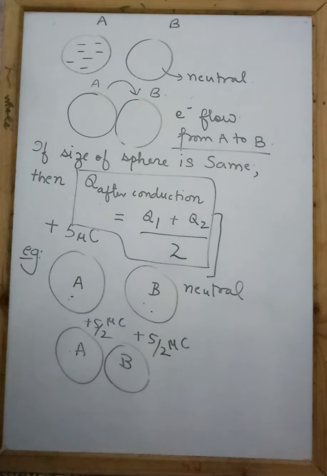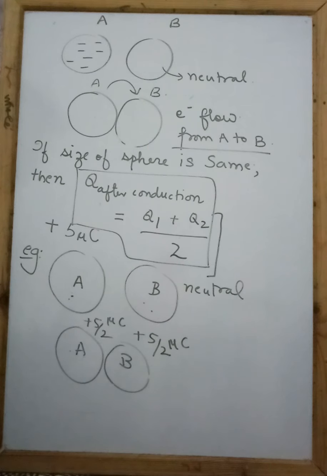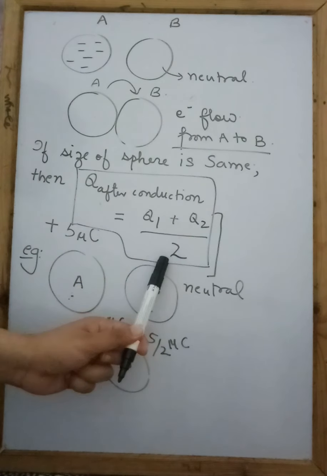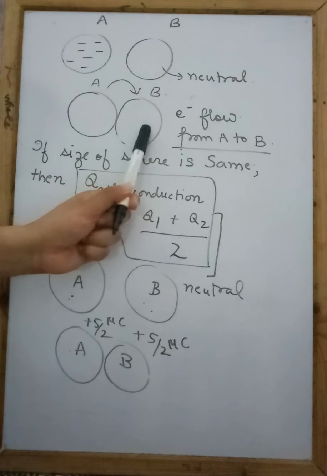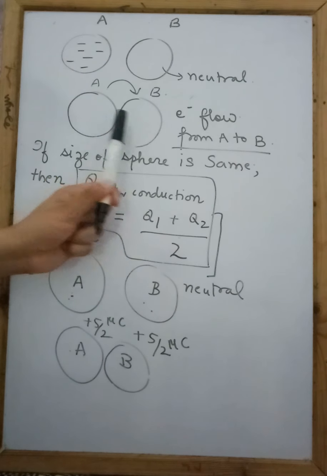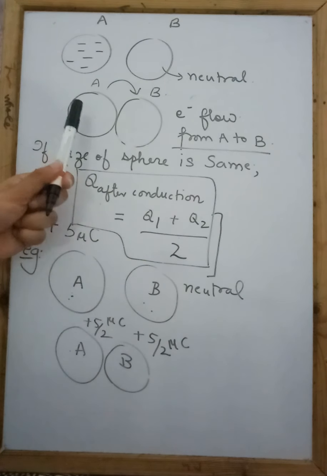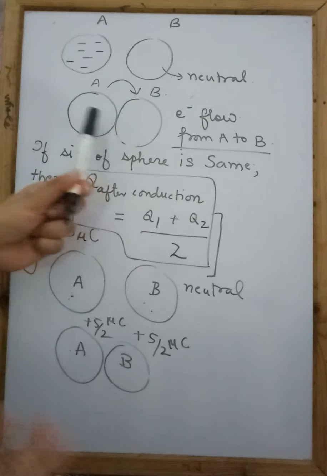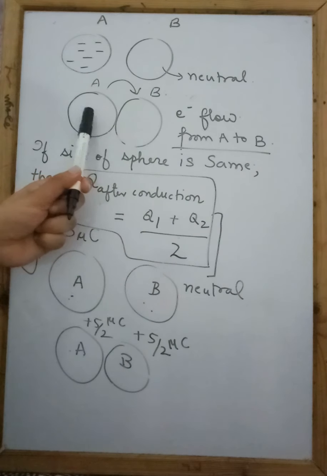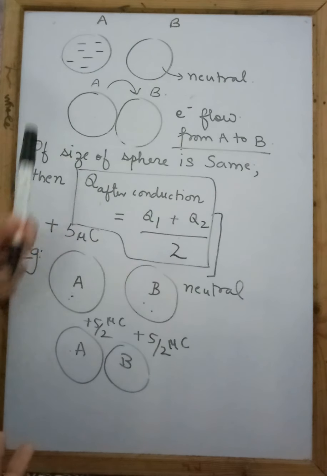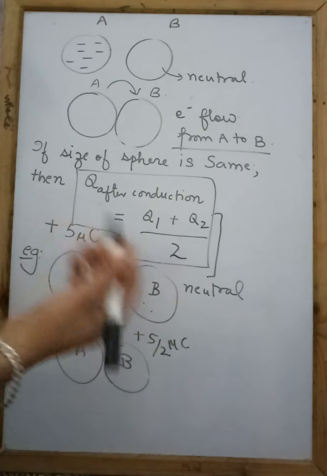So once the conduction occurs, after conduction, the charges on both the spheres will be the average of the two charges if the size of both the spheres is same. If the size or the nature of the spheres is different, in that case, this will not be the answer. In that case, we have to equate the potentials basically. In that case, the potentials on both will become same. And how to do that, we'll do in the 4th chapter.